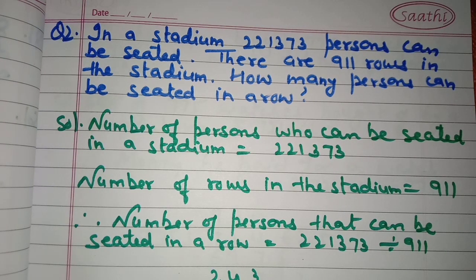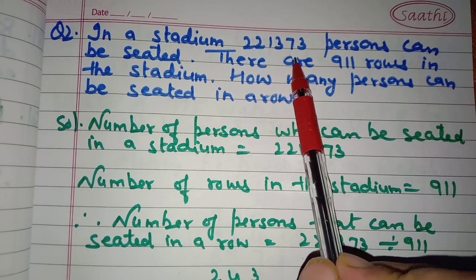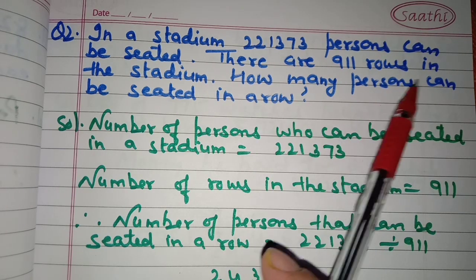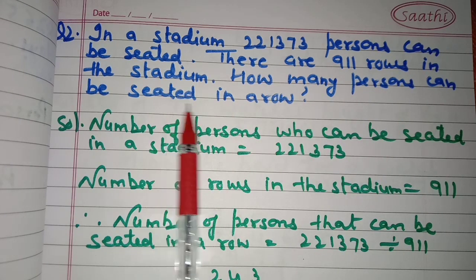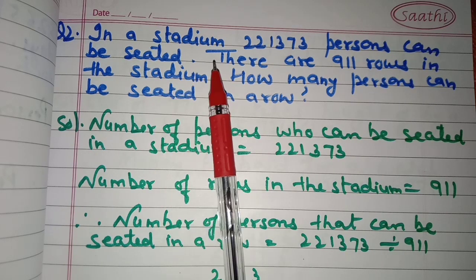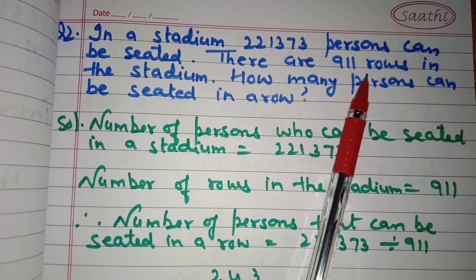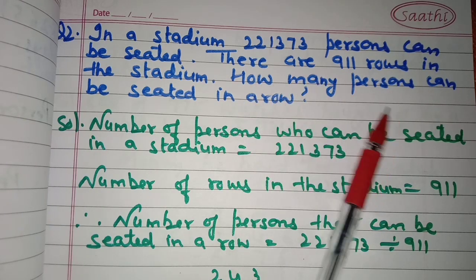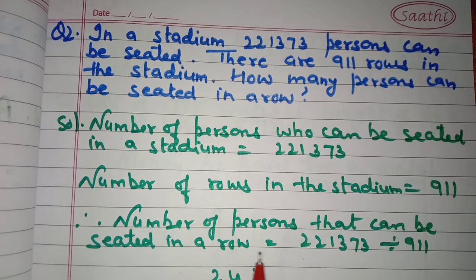Next is question number 2. In a stadium, 2,21,373 persons can be seated. There are 911 rows in the stadium. How many persons can be seated in a row? Now, in a stadium, how many persons can sit? 2,21,373. And how many rows are there? 911 rows are there. Fine. So we need to find how many persons can be seated in each row, means in one row. For that we need to divide.